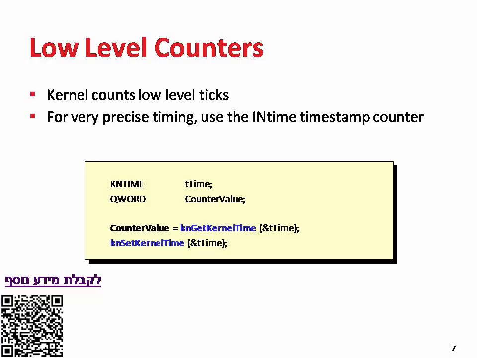KN set kernel time sets the value of the counter that the kernel uses to keep track of the number of clock ticks that have occurred. Although this call is non-scheduling, it is not recommended for interrupt handlers. More precise measurements: the time stamp counter allows even more precise time measurement.